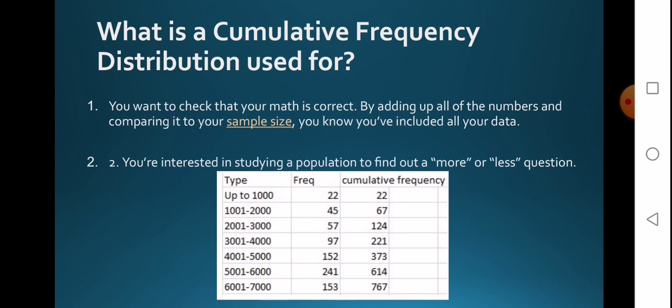Number two, you're interested in studying a population to find out a more-or-less question. For example, you're thinking of opening a bargain grocery store and you want to know how many people in a particular geographic area spend up to $6,000 per person per year in groceries. So the right column will tell you that 614 people spend up to $6,000 per year. It includes everyone who spends up to $6,000.